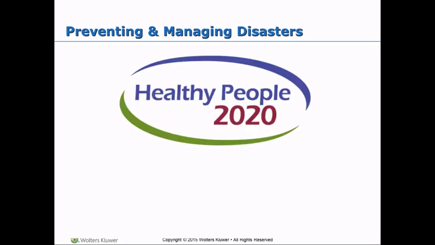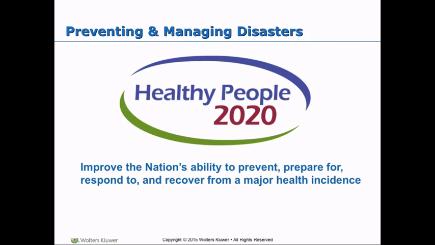Healthy People 2020 has identified a national preparedness goal: improve the nation's ability to prevent, prepare for, respond to, and recover from major health incidents. The overarching goals of this preparedness are to build community resiliency and to strengthen and sustain health and emergency response systems.